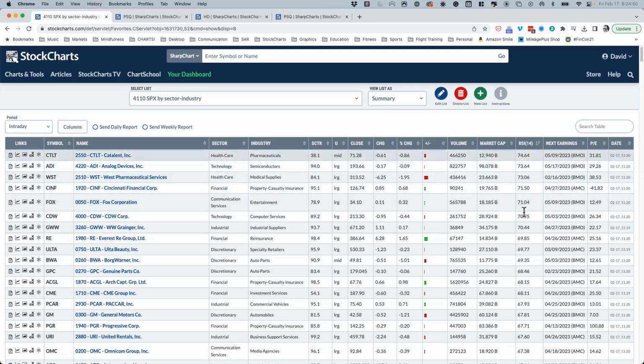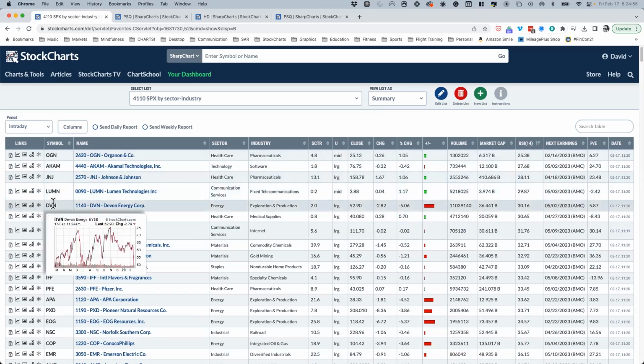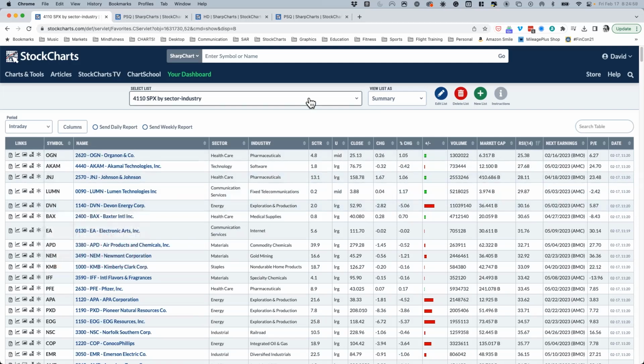So focusing on the names on my list where the stocks or ETFs are overbought, also the ones that are oversold below 30, can often indicate a bit of a mean reversion play. Things that have come down quite a bit like DVN or Johnson & Johnson, are they ripe for a counter-trend move to the upside?